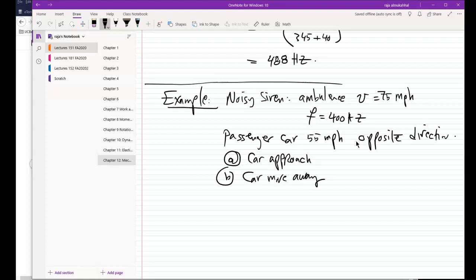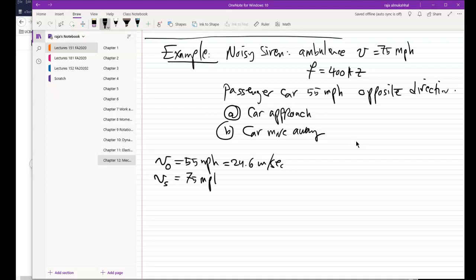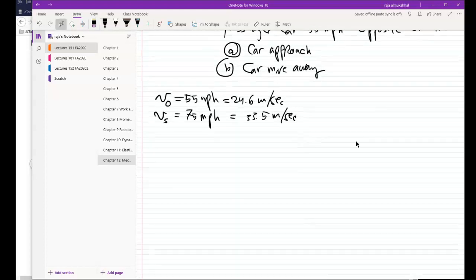I'm sure you know how to do it. Let me just give you a quick sketch of how to do that. First thing you need to do, you want to convert the speeds to meters per second. So the speed of the observer is 55 miles per hour, and that makes it 24.6 meters per second. And then the speed of the source is 75 miles per hour, and that makes it 33.5 meters per second.